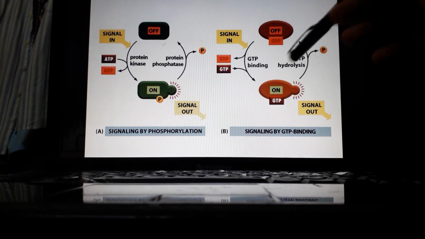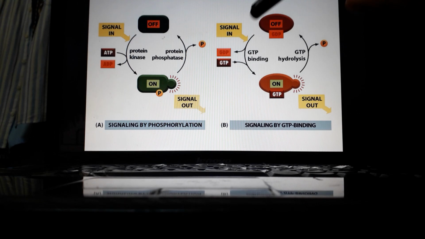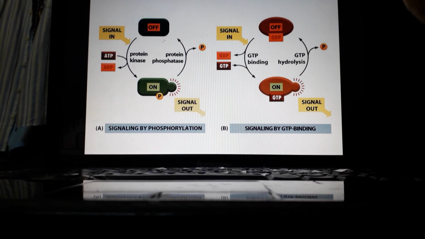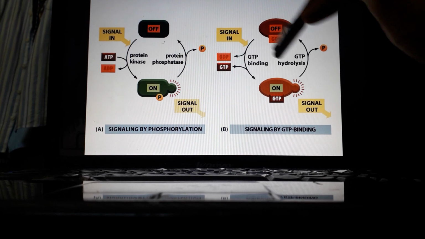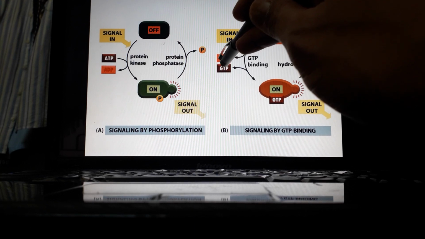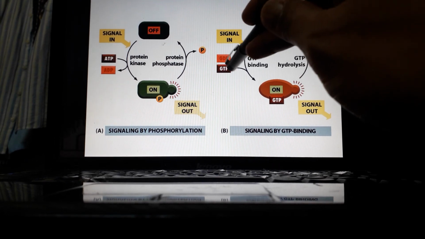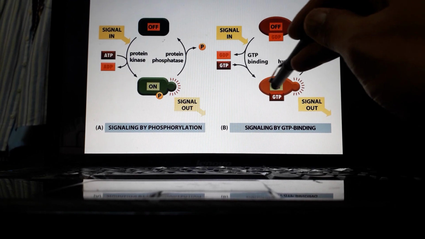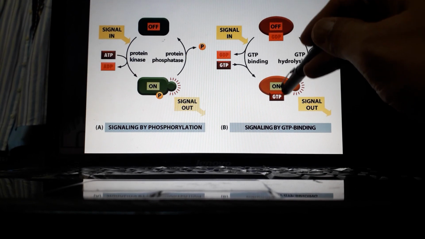The GTP binding proteins, or G proteins, come as monomeric G proteins and trimeric G proteins. Here the example is of monomeric G proteins. A monomeric G protein becomes on whenever it binds to a GTP. So if a signal comes and GTP binds to these G proteins, they become active.